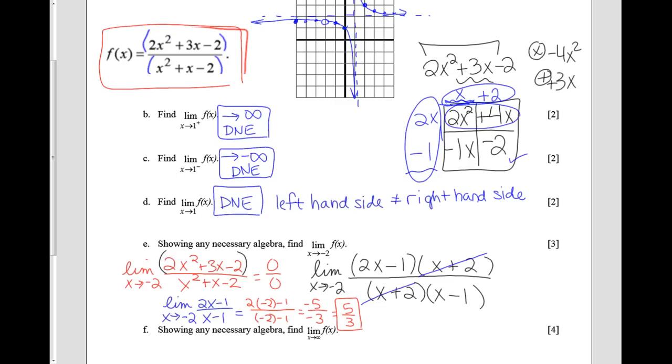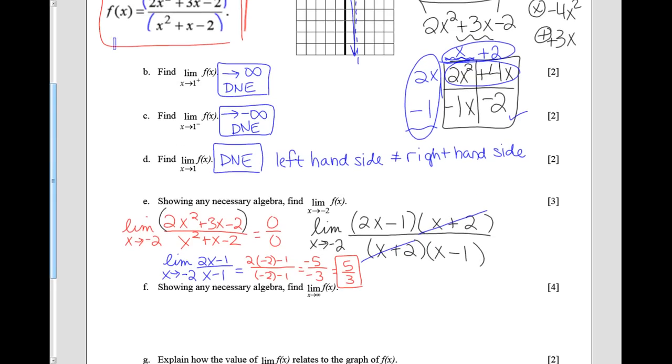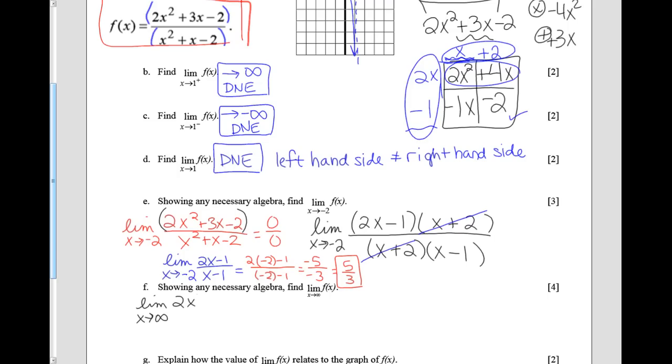It says, showing any necessary algebra on number f, find the limit as x approaches infinity of f of x. So let me scoot down my function a little more to make room. Okay, I want the limit as x approaches infinity. Remember with infinity, if I plug into my original function right now, I'm going to wind up with a whole lot of infinity over even more infinity. So when that happens, let me write down my function.